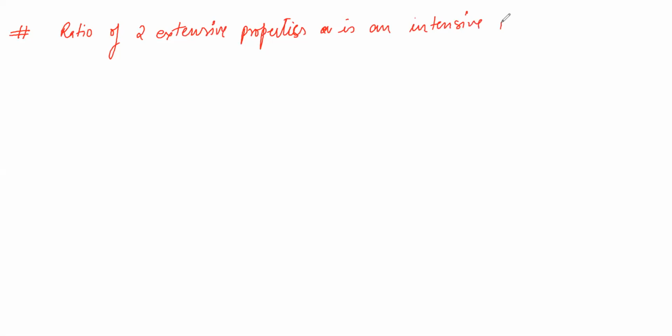Is an intensive property, right? So in this case, you can see that density is one of the classic examples of this. Density is a ratio of mass upon volume. Mass is an extensive property, volume is also an extensive property, but the ratio of these two properties is defined as an intensive property. Simple.